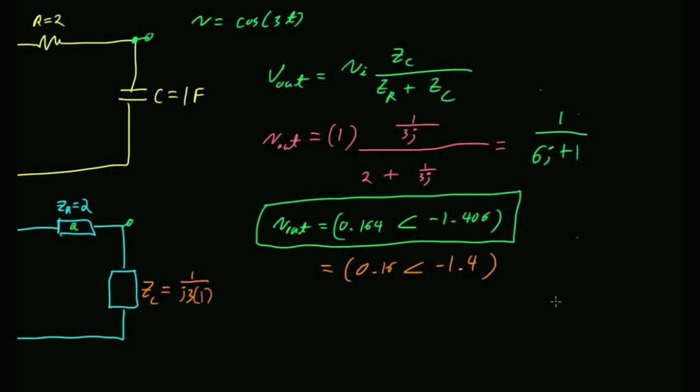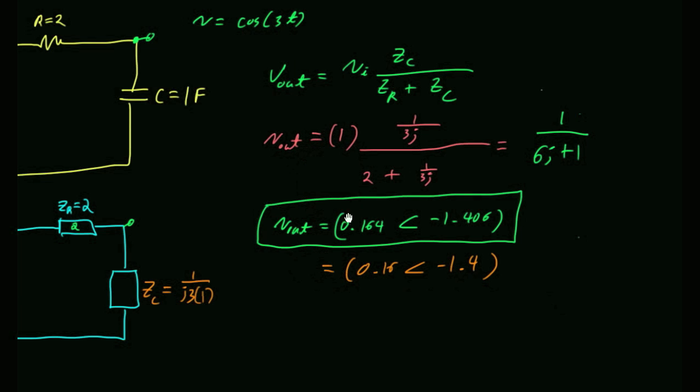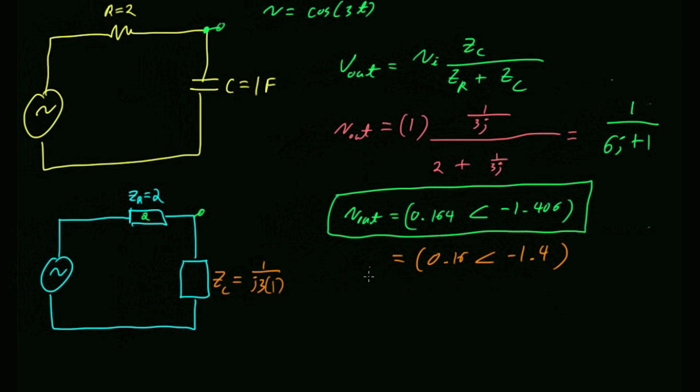But assuming that's the right answer, what is my output voltage? 0.16 cosine 3t minus 1.4. Is that what we got on Wednesday? Seriously, is that what we got on Wednesday? I've already forgotten.